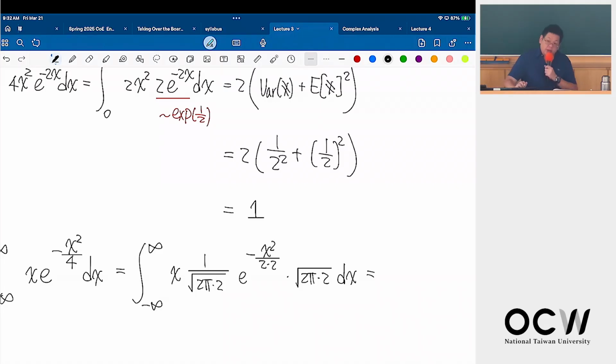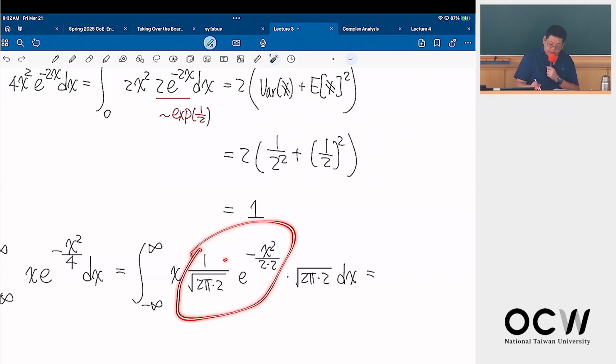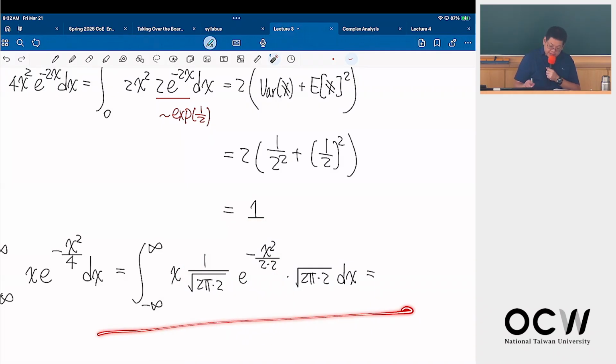And now what is the answer for this? Here we know this is the Gaussian distribution, right? For the Gaussian distribution, we want to know what is the mean, what is the variance. This is a Gaussian distribution, so the mean here is 0, variance is 2. So now what is this integration?